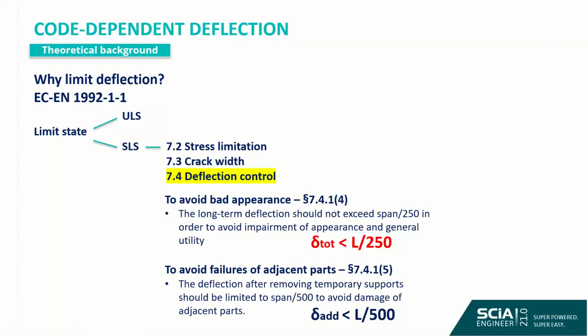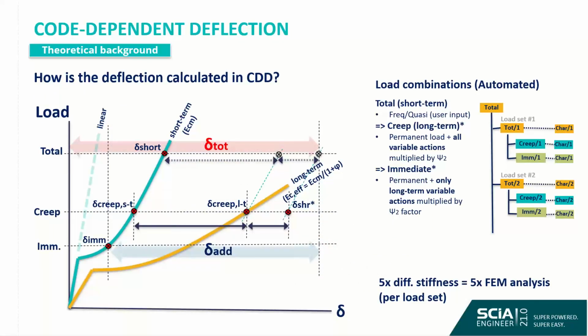Even there can be another limitation. For instance, if we have a flat roof with significant excessive deflection, then if the water is kept there, it is an additional load, which can even cause the failure of the structure. So even the deflection control can be important for the ultimate limit state. But never mind. Now, how is the deflection calculated in SCIA Engineer?